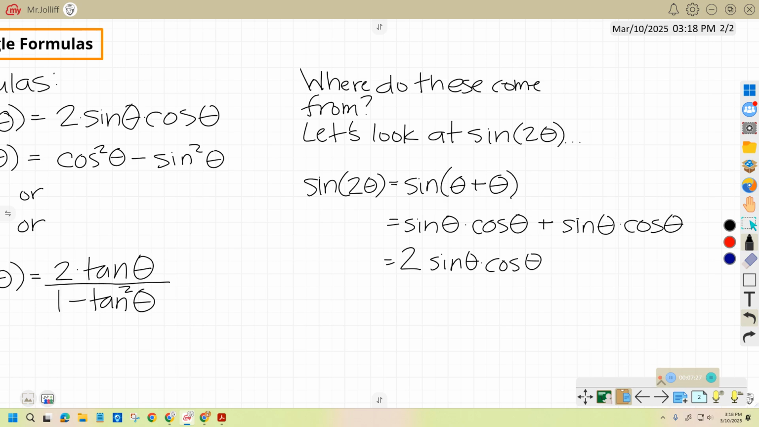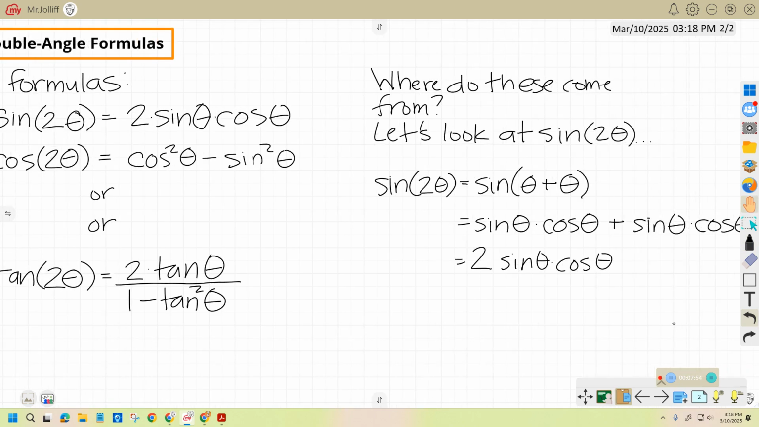Our double angle formulas are just coming from those sum formulas we learned in 7.2. They're not new, they're just simplified for the special case where the two angles we're adding are identical. A and B, now we have A and A, or theta and theta. The formulas for cosine and tangent come from the same place.